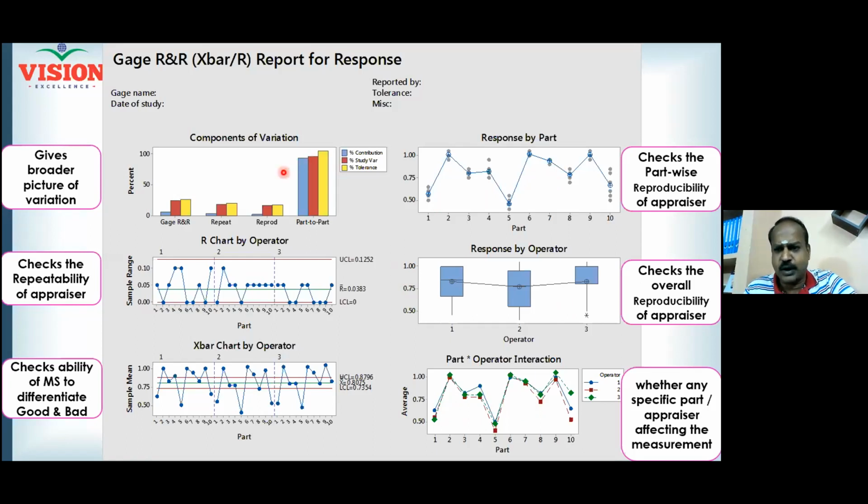And now the broader way, the first graph gives a broader picture of the variation. How many types of variation are we trying to understand? Part-to-part variation. What is part-to-part variation? Process variation. This is your focus. You want to reduce the process variation, right? Part-to-part variation, and then variation due to repeatability, and then variation due to reproducibility. So you get a broader picture, which is dominating.